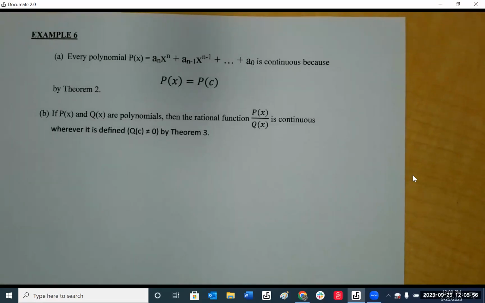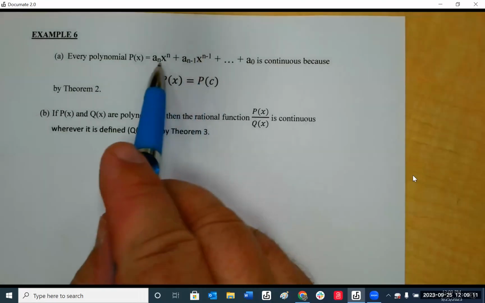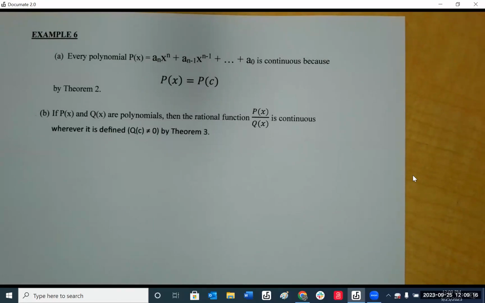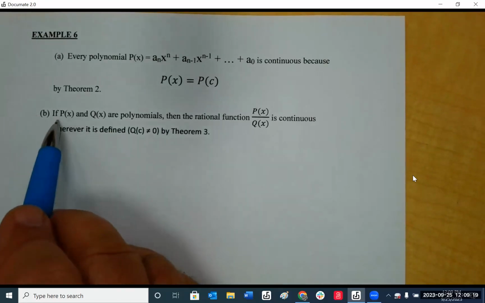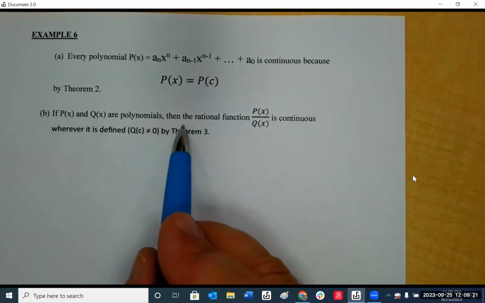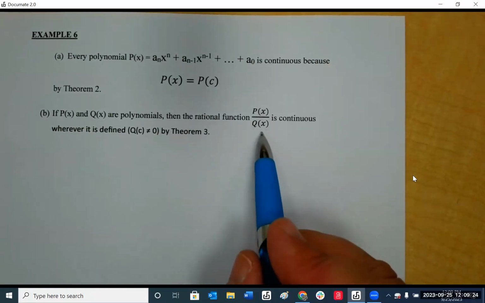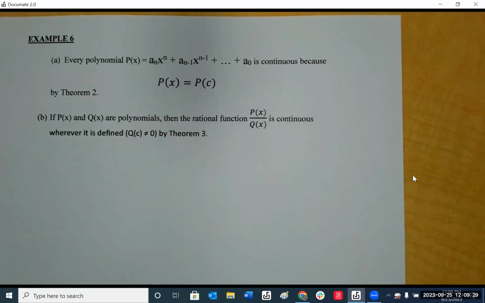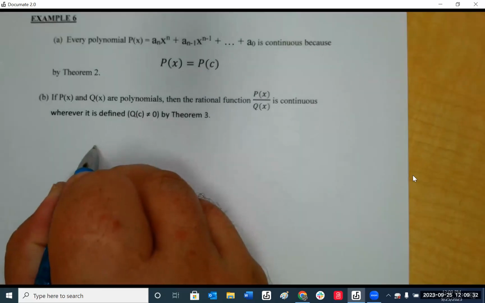Example 6. Every polynomial p equals a_n x to the power n plus a_(n-1) and so on is continuous because p of x equals p of c by theorem 2, which just means plug it in there and it works. Why? Because there are no possibilities of a discontinuity in there. If p of x and q of x are polynomials, then the rational function p over q is continuous whenever it is defined. Let me give you an example here.